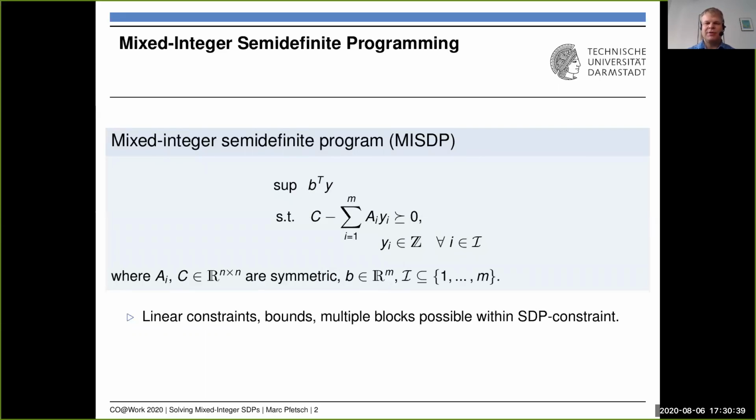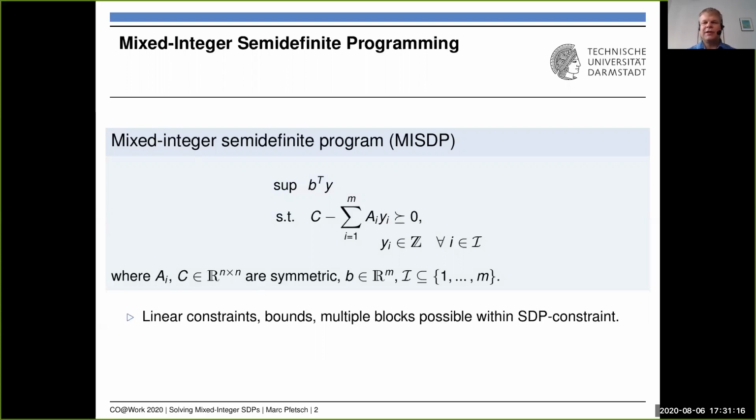So for each variable we get a profit, and some of the variables y_i are required to be integer. This is where the integer requirement comes from, and the variables that are required to be integer are collected in this set I. The constraint says that this matrix here, C minus this linear combination, should be positive semi-definite. The symbol here says that the matrix is positive semi-definite.